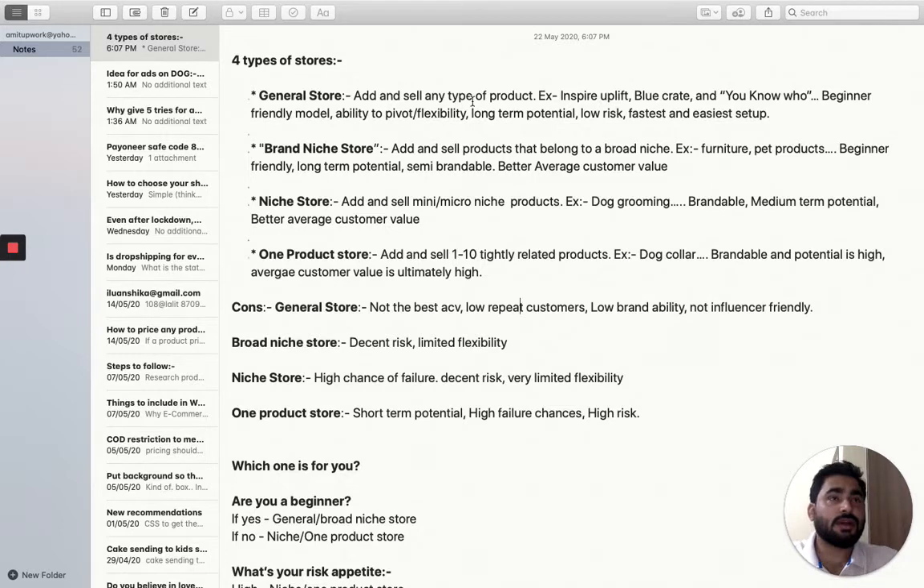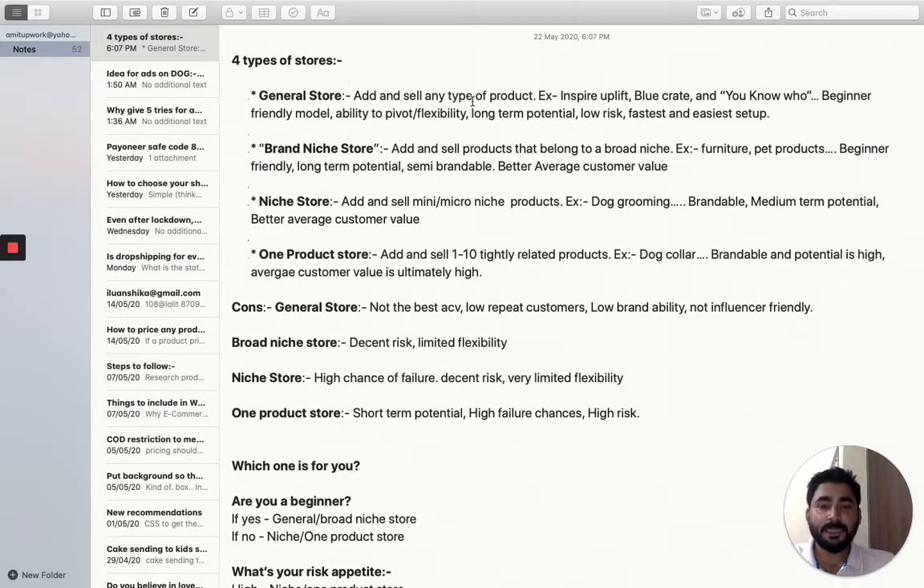So you are dealing with something related to dog shampoo, dog shower, dog nail cutter, and things like that. It's a bit more brandable than a brand niche store. It has a medium-term potential and better average customer value, because your products are very saturated and totally committed to only dog grooming. So anybody who has a dog and who loves your product is going to purchase from you again and again, and maybe they can recommend other people to purchase from your store.